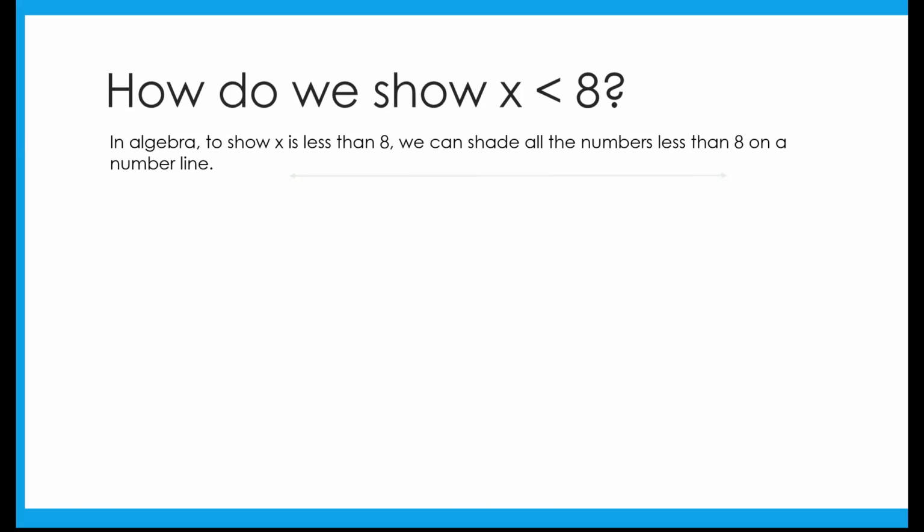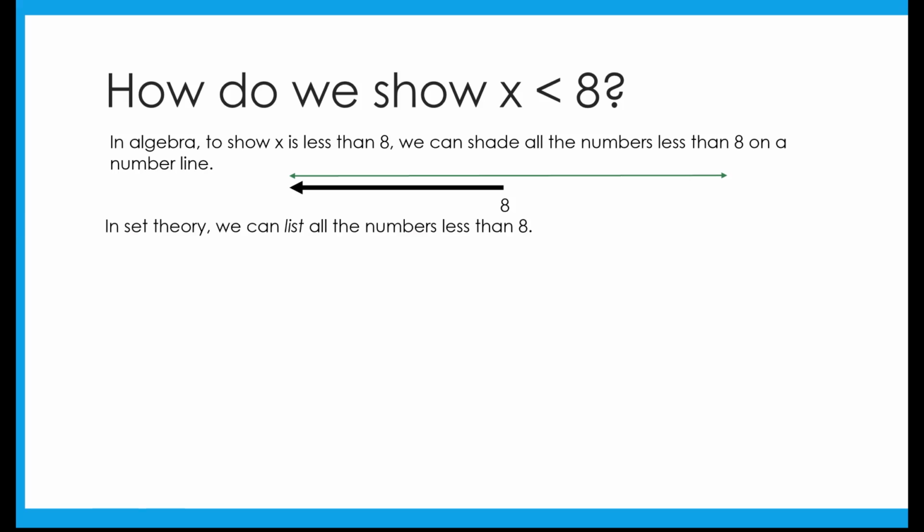So we can show that in algebra. If you remember how to do this, we used to show it by shading the numbers that are less than 8. And that's a good way to show that x is less than 8 is all of those numbers less than 8. It could be any of those numbers.